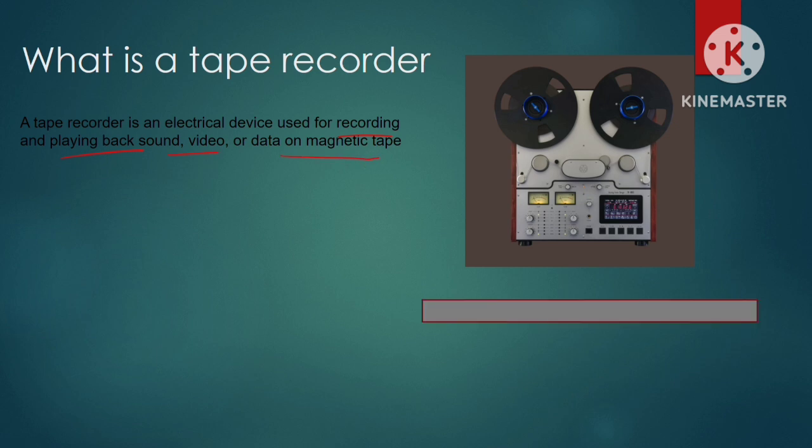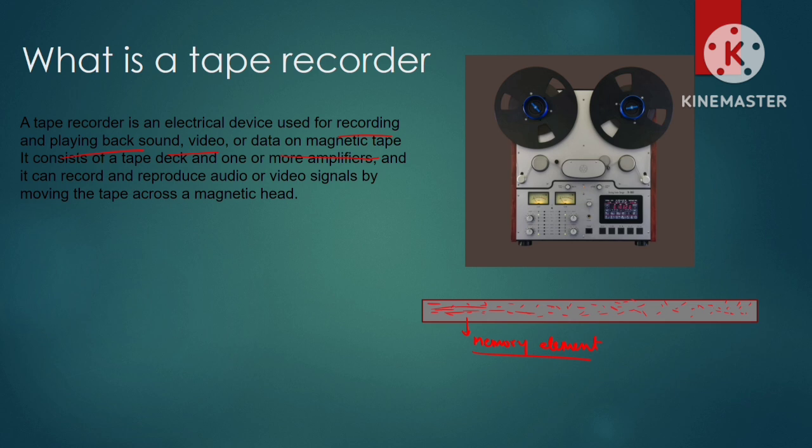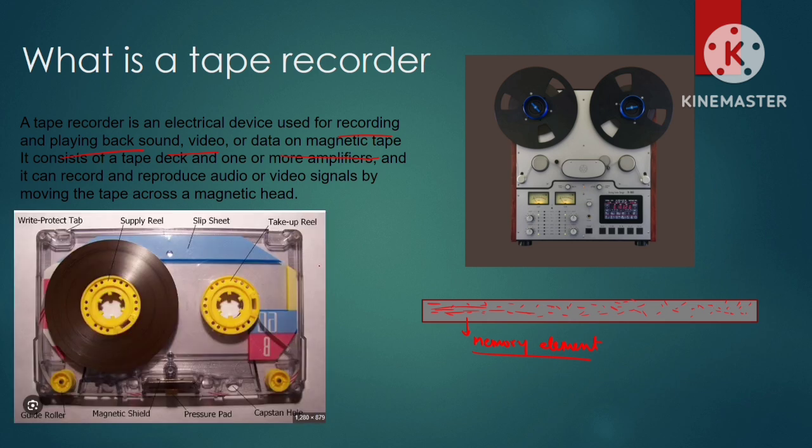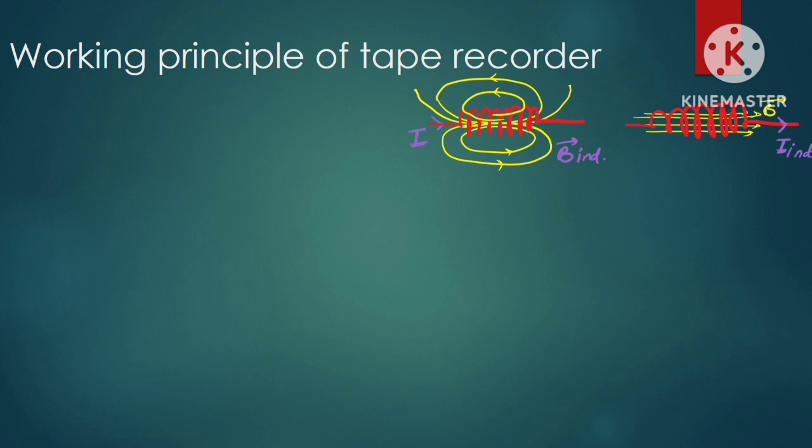This is a magnetic strip, and these are small magnetic particles over this magnetic strip. This is our memory element for our tape recorder. And this one is the inside view of a cassette, which is a memory device for this tape recorder. So what is the working principle of a tape recorder?